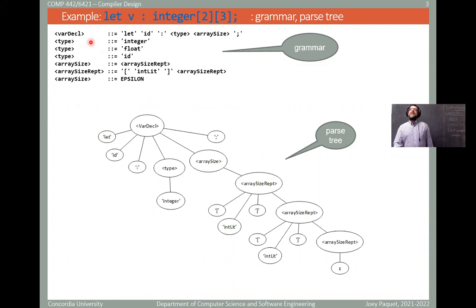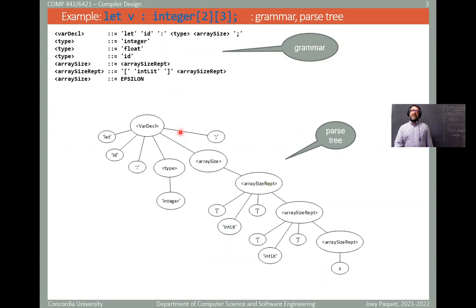So there are two examples again, and one of them is to generate an abstract syntax tree for a variable declaration. The variable declaration here is using the let syntax. For example, this is the example I'm parsing here: let v colon integer [2][3] semicolon. That's essentially a variable of type integer named v, which is an array of 2 by 3 integers.